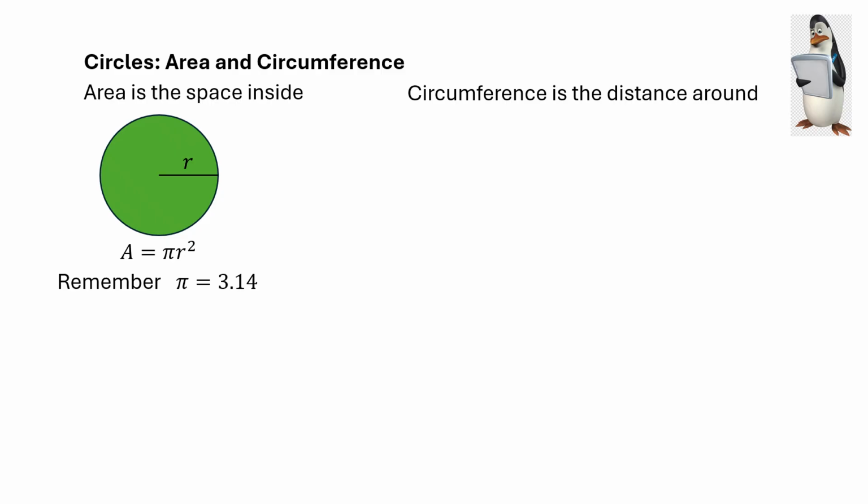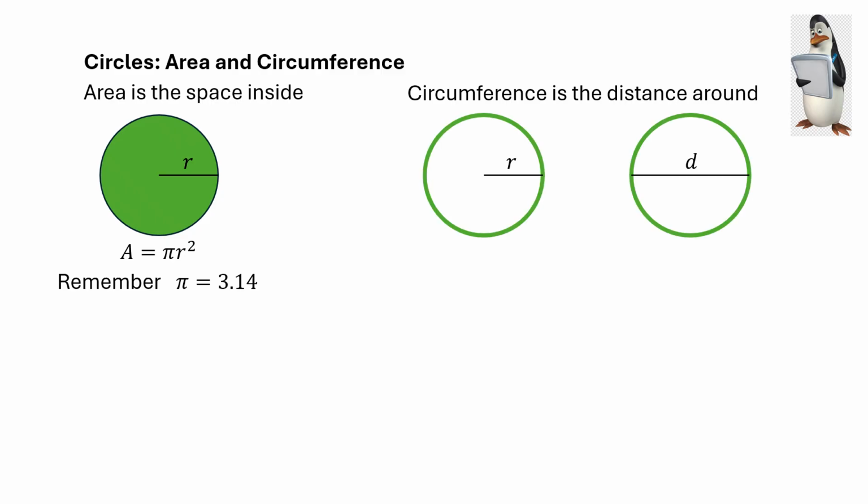Circumference is the distance around. You can use the circumference with the radius or the diameter. The formulas are C equals 2 times pi times r, or just C equals pi times d. Let's see how this works.